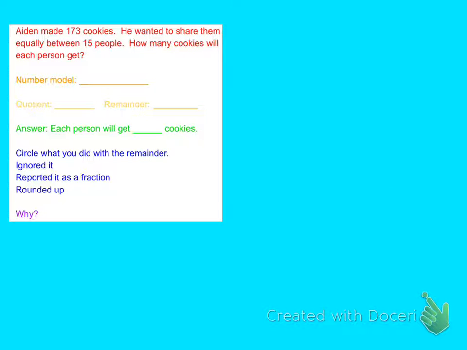Okay, let's try another one. This one's about Aiden. Aiden made 173 cookies. He wanted to share them equally between 15 people. How many cookies will each person get? So our number model, we're starting with 173 cookies. We're sharing them equally. That means we're going to divide. And he's sharing them between 15 people. So 173 divided by 15. And since it's our number model, we need our letter, which will be C for cookies.